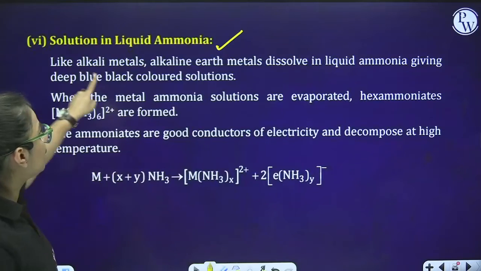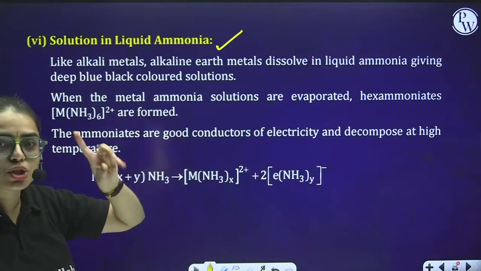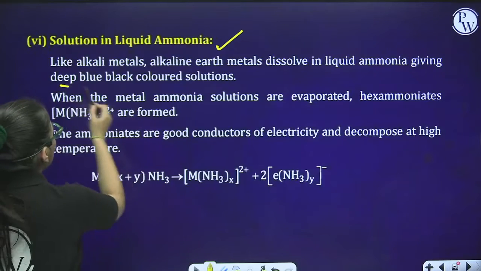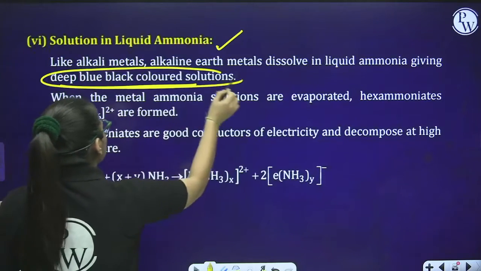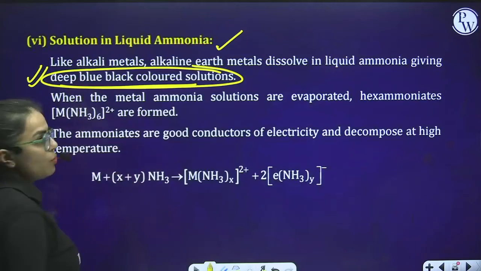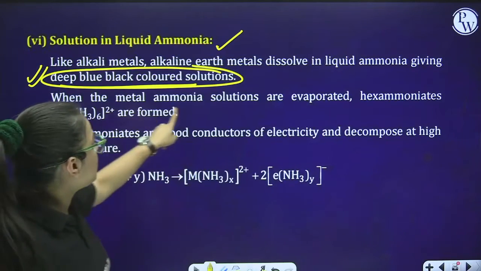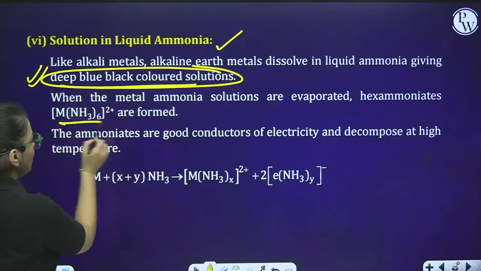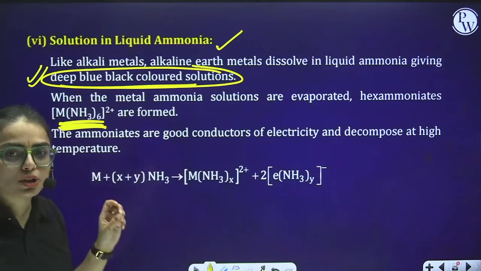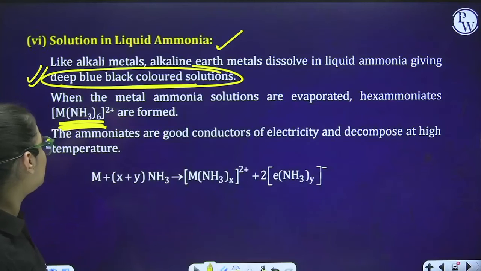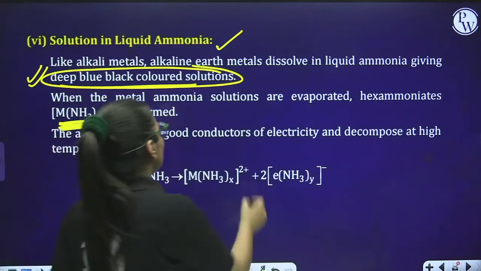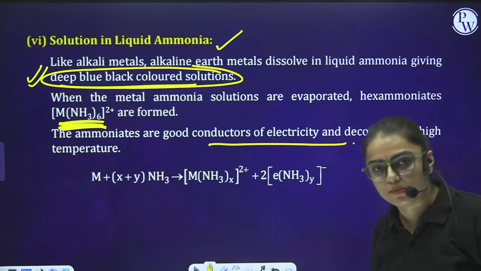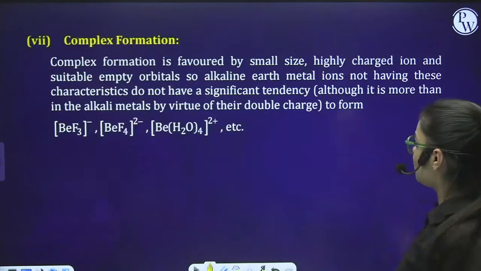So what happens, like alkali metals, alkaline earth metals can dissolve in liquid ammonia. In the previous case also we discussed, giving a deep blue black colored compound. So this is an important part from which they can ask you a question, right? Now when the metal ammonia solutions are evaporated, hexaammoniates can be formed. So a coordinated complex is formed that imparts basically the deep blue color. Okay, and they are good conductors of electricity and decompose at a higher temperature. Clear everyone? That's really great.